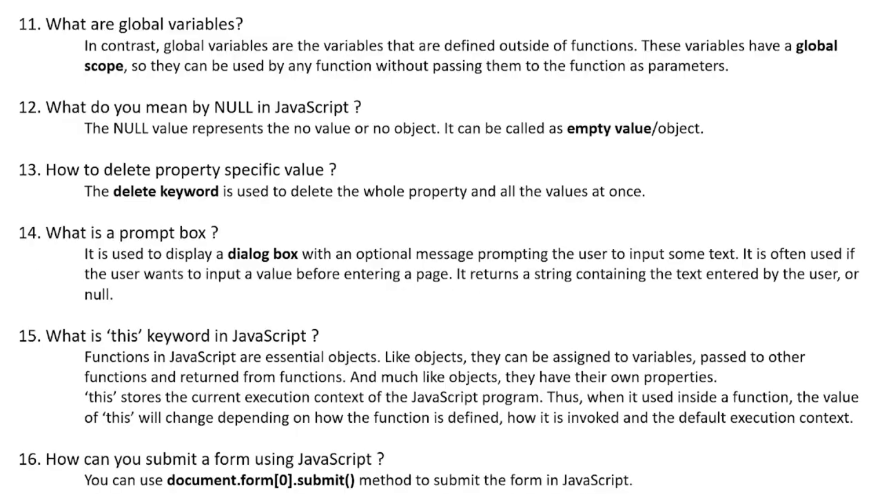Question 11. What are global variables? Answer. Global variables are the variables that are defined outside of functions. These variables have a global scope, so they can be used by any function without passing them to the function as parameters. Question 12. What do you mean by null in JavaScript? Answer. The null value represents no value or no object. It can be called an empty value or object.